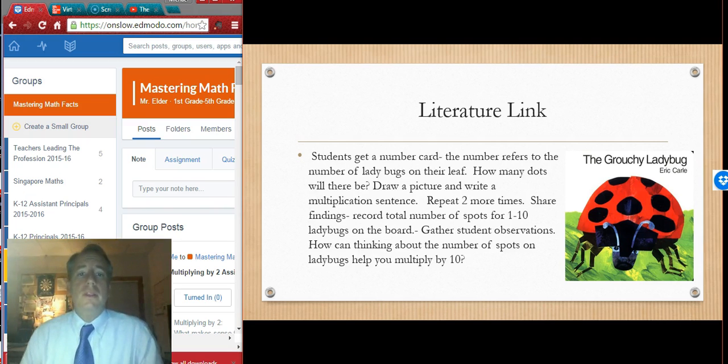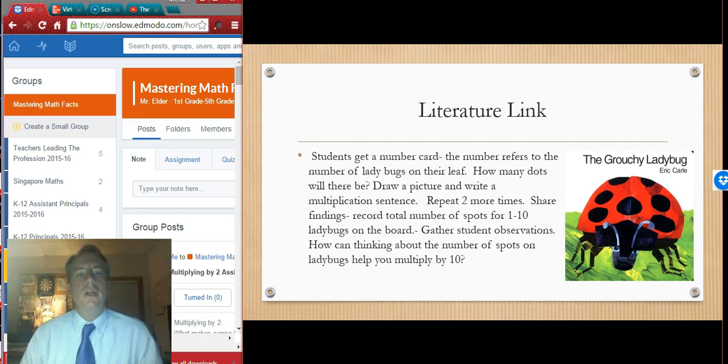In this activity, students are going to draw a number card, and that number will refer to the number of ladybugs that they put on their leaf. Each ladybug has 10 dots on it. So if we pick a 4, I get to put 4 ladybugs on my leaf, and we ask, how many dots are there going to be? Then the kids actually draw it out.